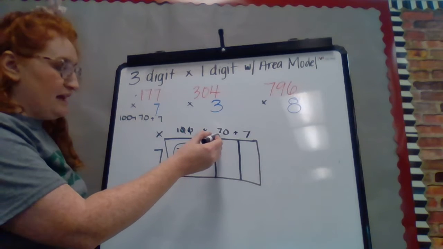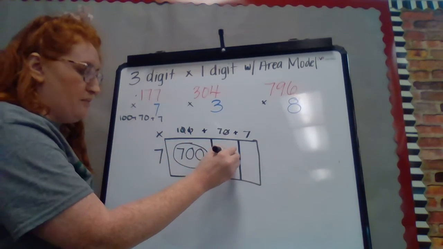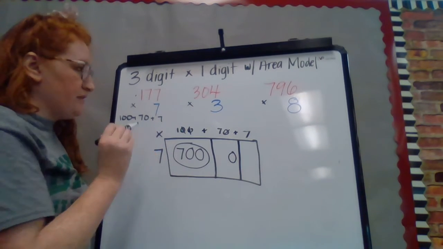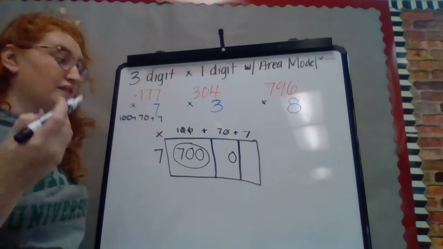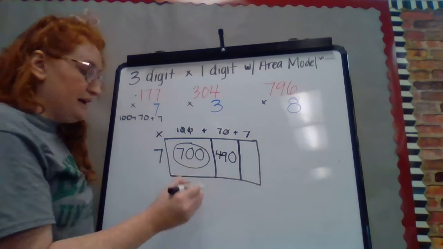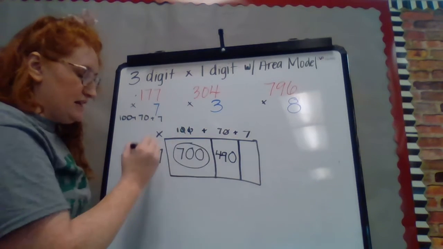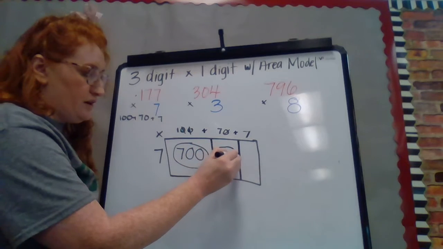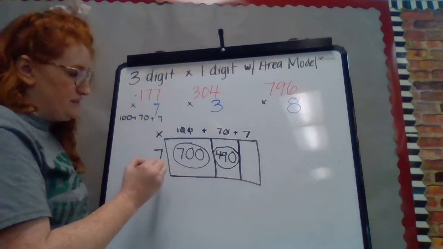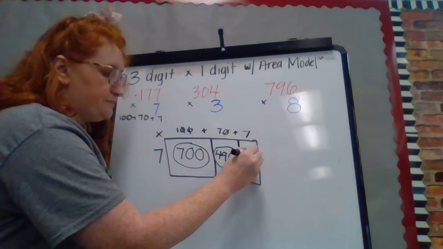Then I move to the next box, 70 times 7. So I can do the same thing where I drag my 0 down. And now I look at 7 times 7. In my head, I know that that is 49. So I would go down here, and because we moved our 0 down, we remind ourselves that it's 70 times 7, which gives us 490. Now, last box, 7 times 7. We just did that right there, and it is 49.